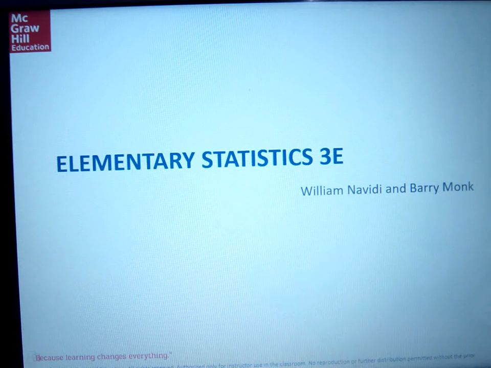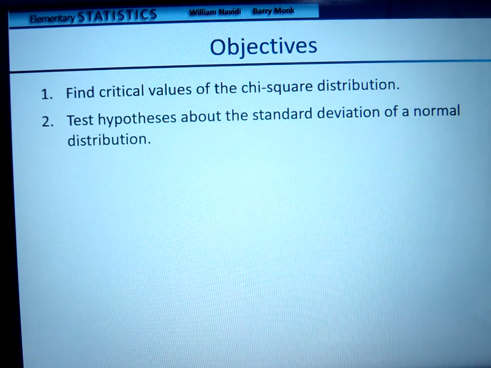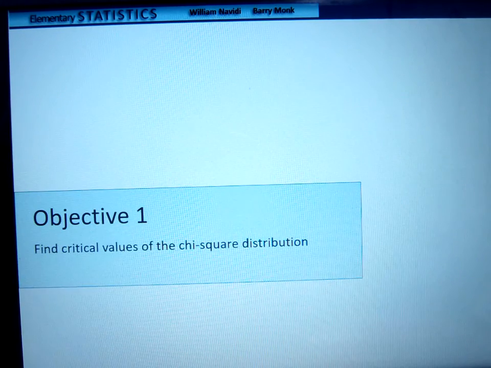Anyway, moving on. Okay, so hypothesis test for standard deviation. First we're going to look at finding the critical values of the chi-square distribution, and testing hypotheses about the standard deviation of a normal distribution. Finding the critical values of the chi-square distribution.